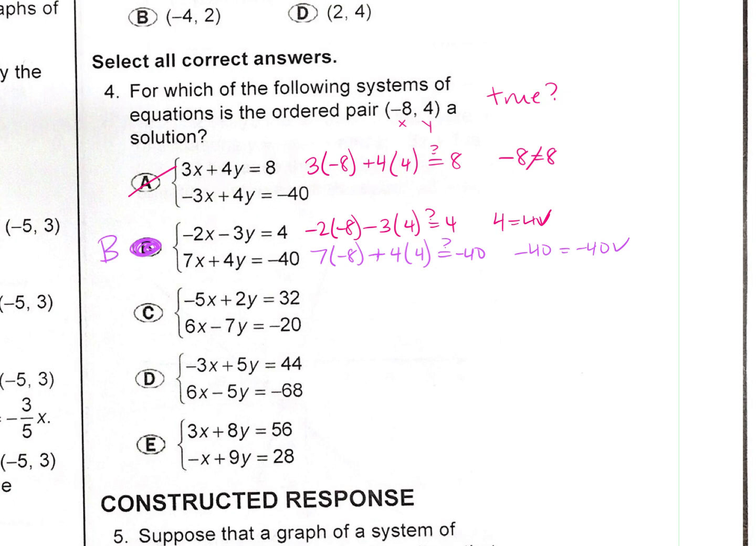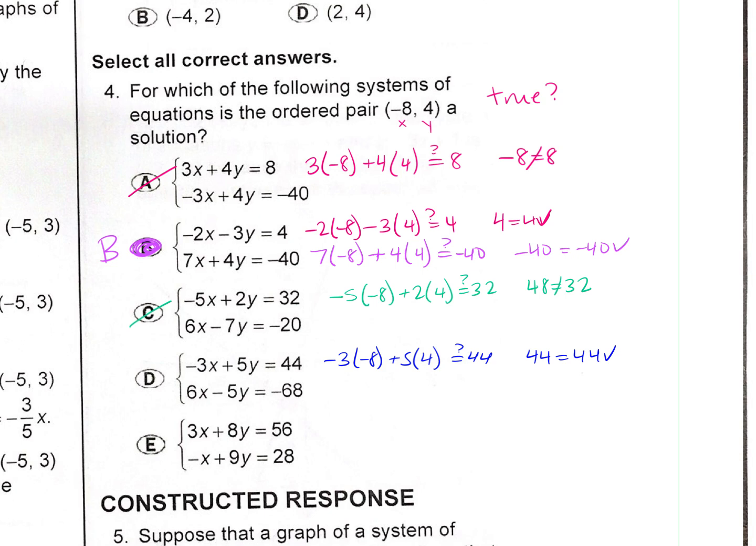For our next one, we have negative 5 times negative 8 plus 2 times 4 equal 32. And we get 40 plus 8 is 48 equal 32. Well, that's false, so that one doesn't work. The next problem, negative 3 times negative 8 plus 5 times 4 equal 44. Well, we get 24 plus 20 is 44 equal 44, so that's true.